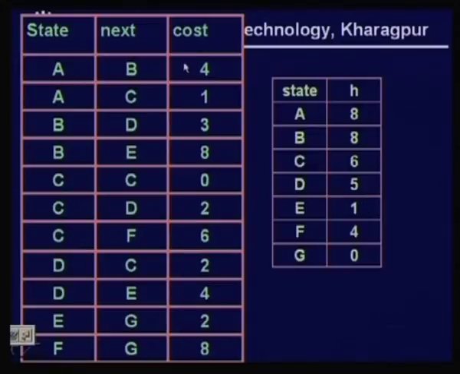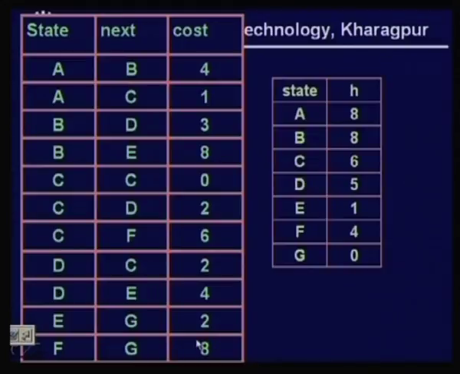So, this table gives you a representation of the state transition of the system. There are states A, B, C, D, E, F, G, and these are the edges: A B, A C, B D, B E, C C, C D, C F, D C, D E, E G and F G, and in this column we have the costs of the different edges.